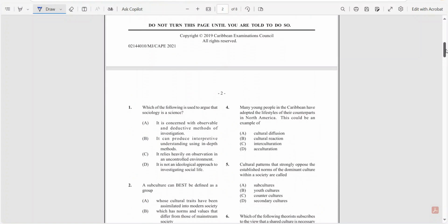Which of the following is used to argue that sociology is a science? A. It is concerned with observable and deductive methods of investigation. B. It can produce interpretive understanding using in-depth methods. C. It relies heavily on observation in an uncontrolled environment. Or D. It is an ideological approach to investigating social life. Alright, so the answer is A.